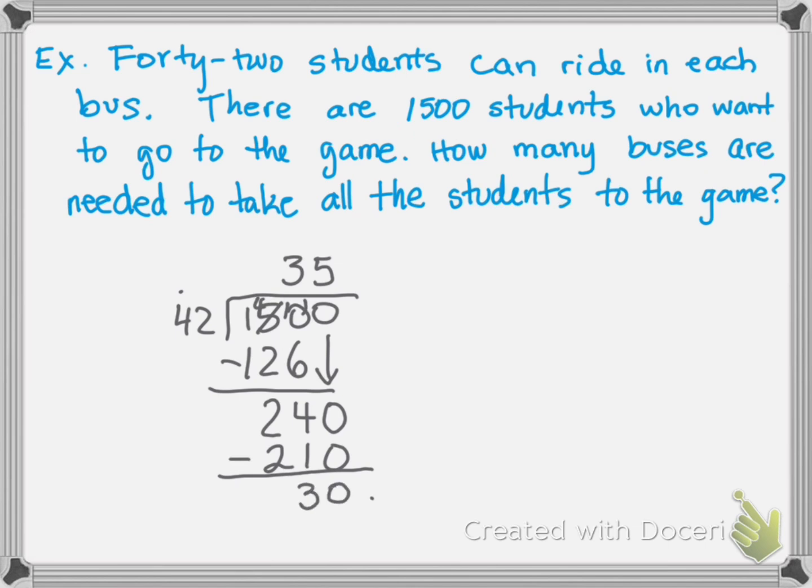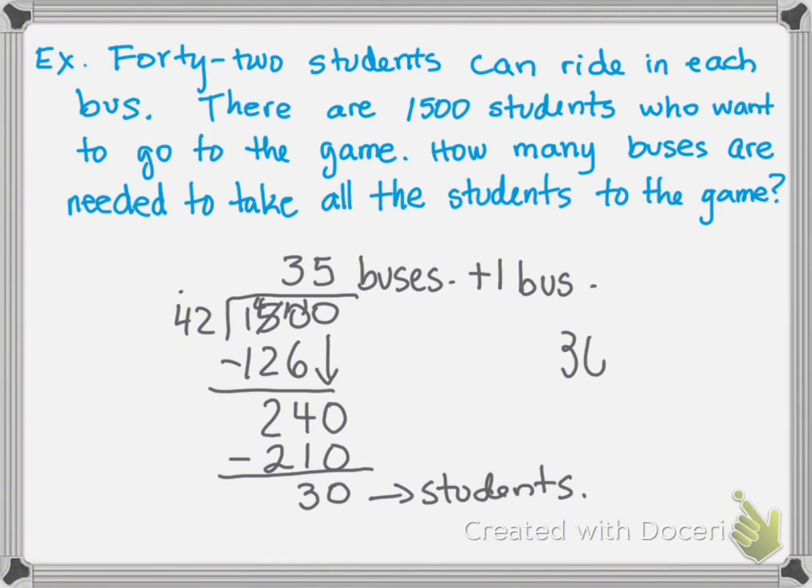So notice that what's happening here is that there are 35 buses that will go full. But I still have 30 students that want to go. So even though I won't be able to fill up completely another bus, I need to bring 35 full buses plus another not full bus. Okay? So in total, we'll have to take 36 buses to be able to take everyone that wants to go.